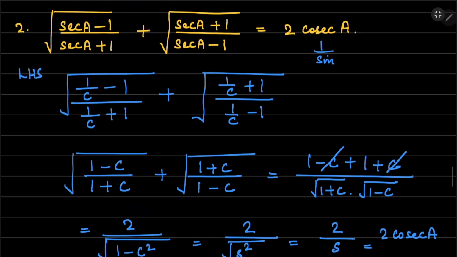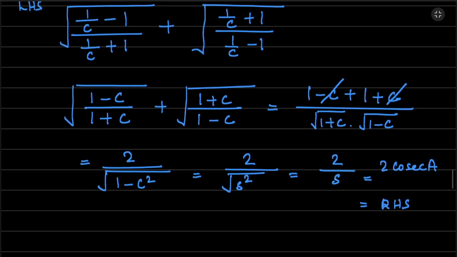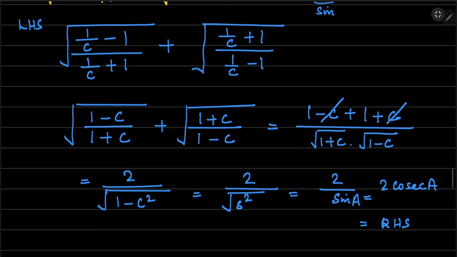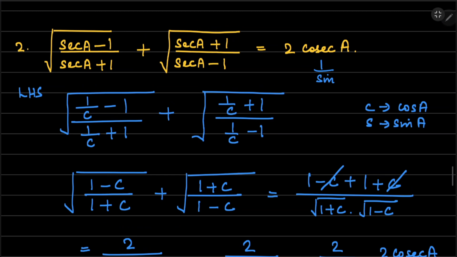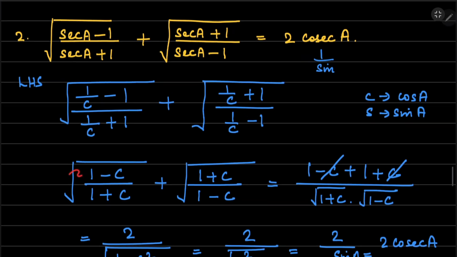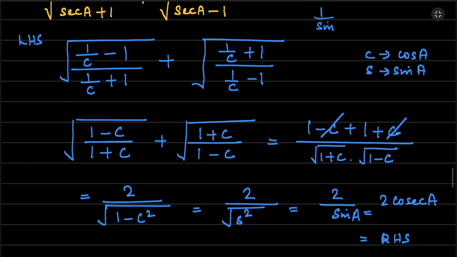Just convert everything into sine and cos. Right? So this is your RHS. So 1 over sine. I am not writing it entirely. C stands for cos of A and S stands for sine of A. Okay. I hope you understood. In this particular step, we are just going to split the square root among the numerator and denominator. That's all. Okay. So let's move on to the next question.